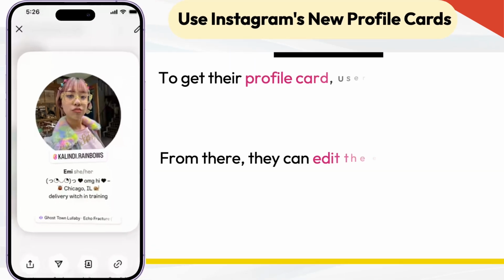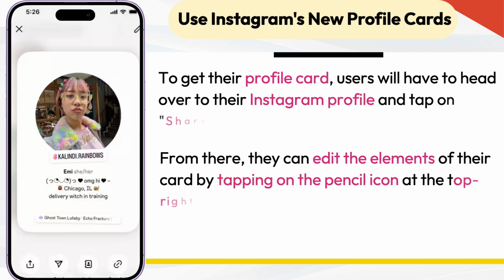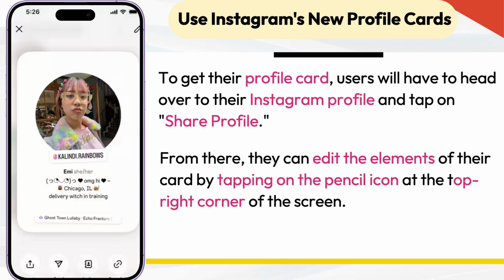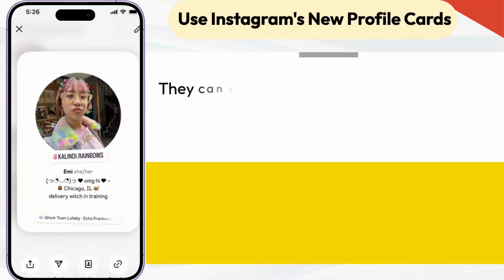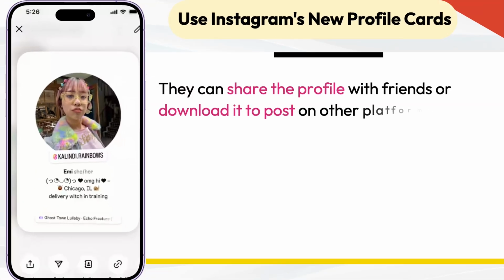How to use Instagram's new profile cards. To get their profile card, users will have to head over to their Instagram profile and tap on Share Profile. From there, they can edit the elements of their card by tapping on the pencil icon at the top right corner of the screen. They can share the profile with friends or download it to post on other platforms.